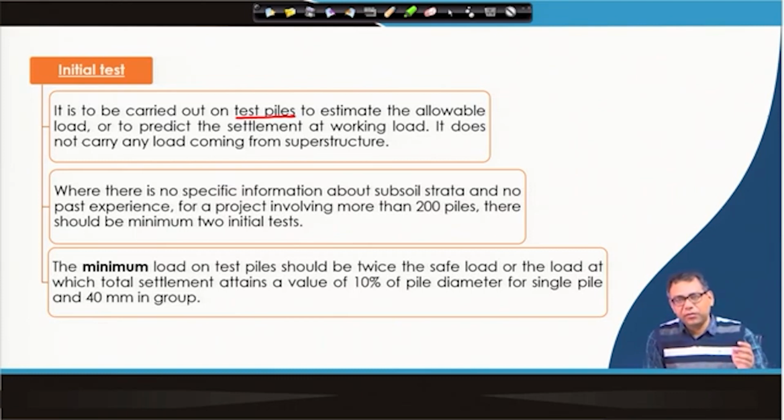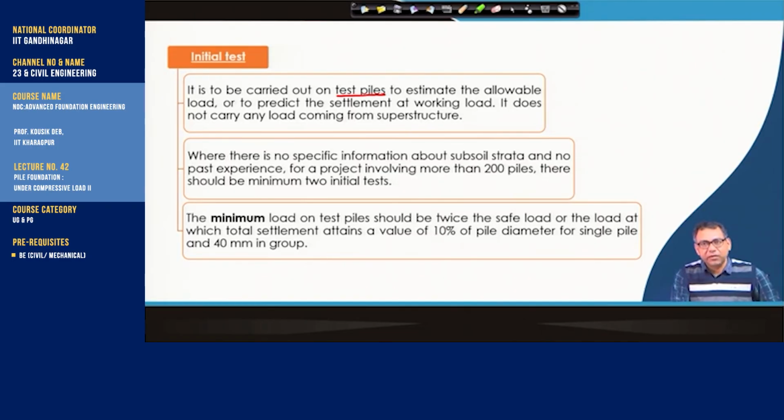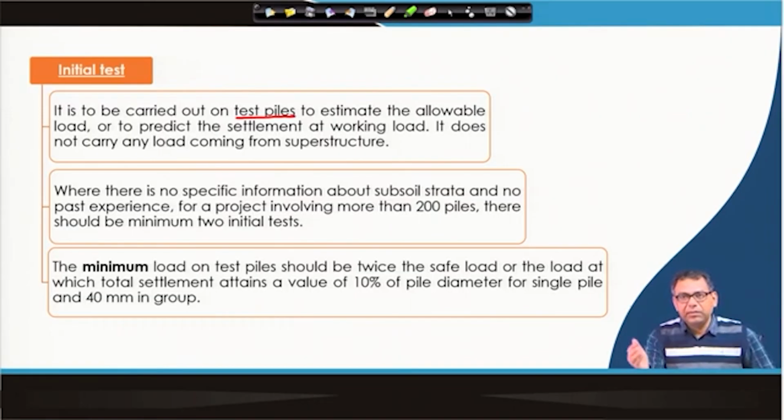So, that means we have to first calculate theoretically what would be the safe load for a particular pile, then you have to apply the load during the pile load test twice the safe load, or if before that the settlement of the pile attains a value of 10% of the diameter for single pile or 40 millimeter for group pile, then we will stop. Either we will go up to 2 times the safe load, or we will go to the 40 millimeter settlement for group pile or 10% of diameter settlement for single pile.